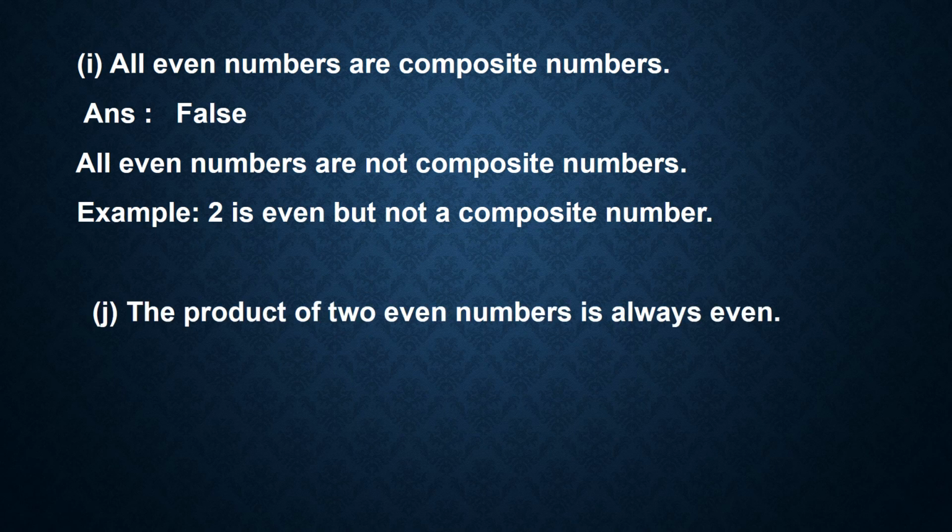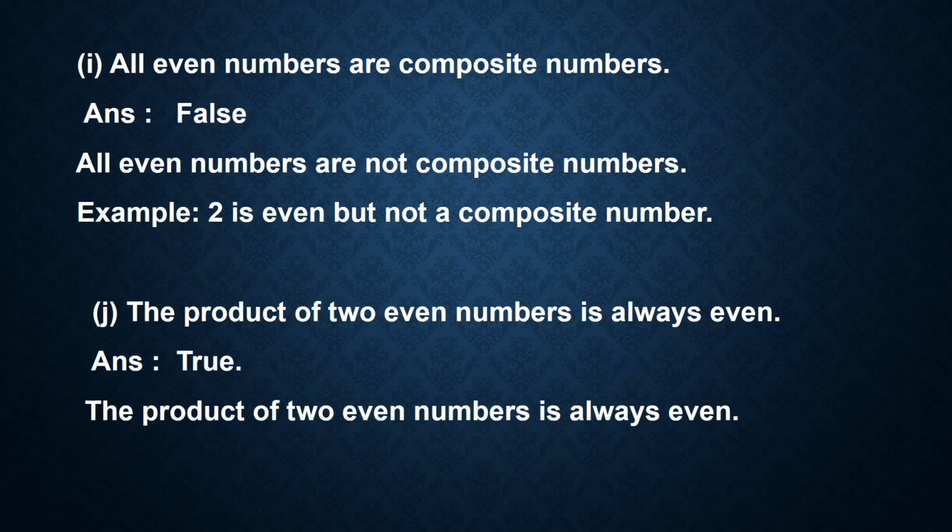Next part, the product of two even numbers is always even. True. The product of two even numbers is always even. Let's take one example. 2 multiply 4. 2 and 4 are two even numbers. Their product is equal to 8, which is again an even number. So this statement is true.